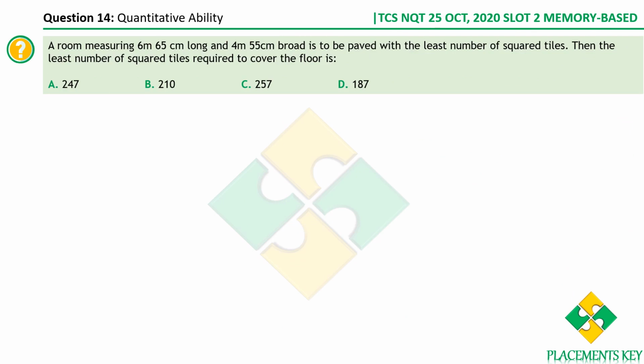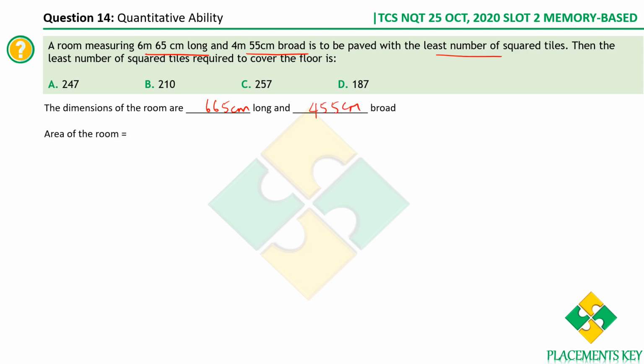A room measuring 6 meter 65 centimeters long and 4 meter 55 centimeters broad is to be paved with the least number of square tiles. Okay, they are preferring square tiles. Now what is the least number of square tiles required to cover the floor? So what are the dimensions of the room? First, it is 665 centimeters, and this is 455 centimeters.